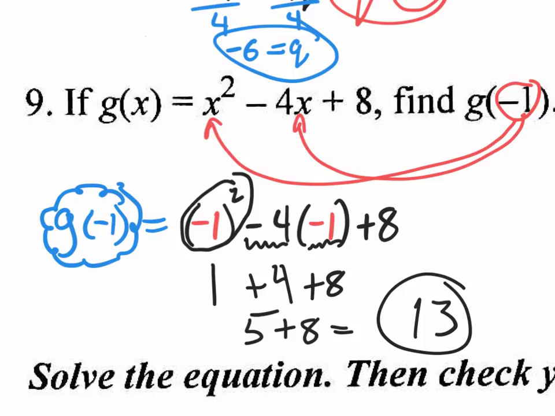So what if I would have said find, instead of g of negative 1, what if I would have said find g of 2? What does that mean? Plug in 2 and work it out. What if I said find g of 5? You plug in 5 into the x's and work it out. So whatever they tell you right here, g of whatever this number is, all you got to do is plug it into your x's and work it out, and you'll be able to get the right answer.